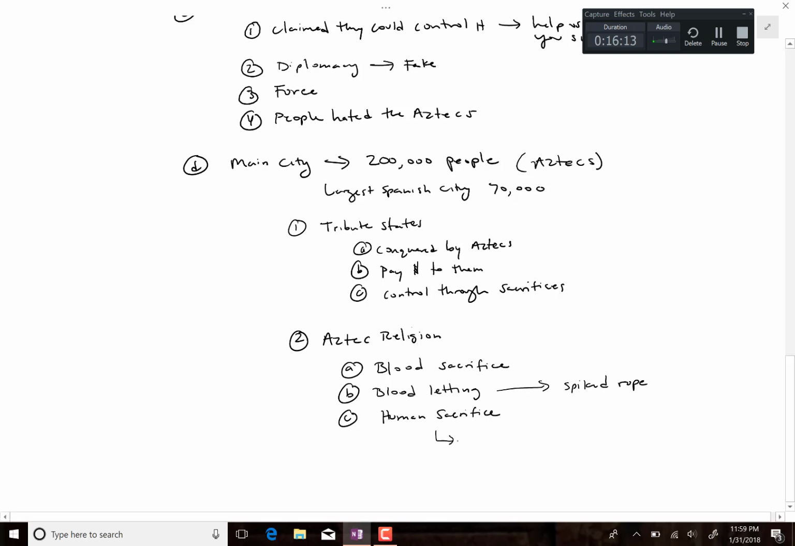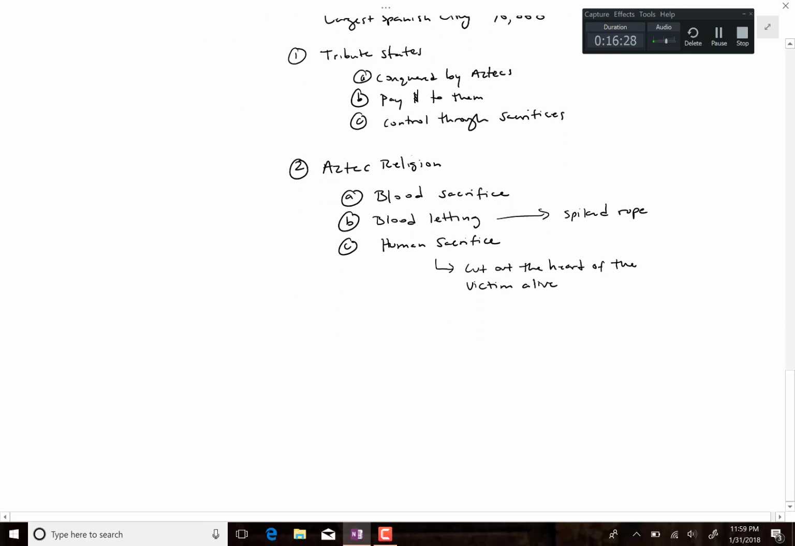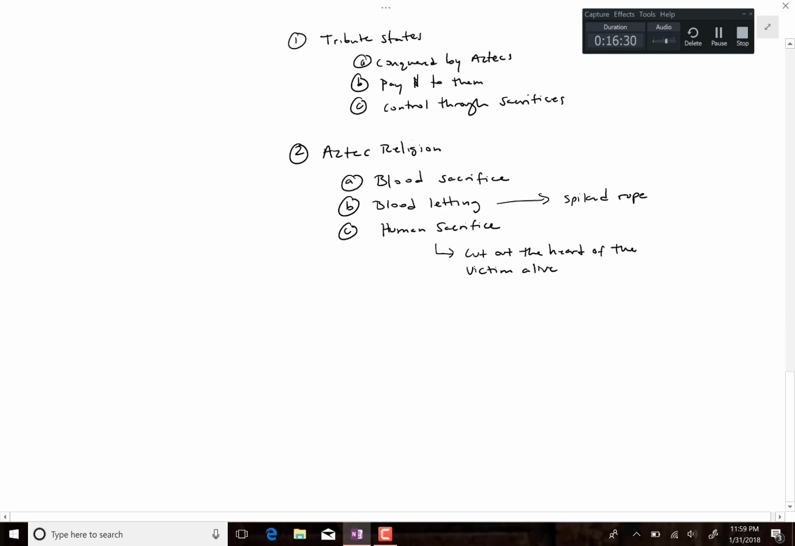With human sacrifice, you cut out the heart of the victim alive, which would be quite painful, not pleasant whatsoever. So they did do bloodletting, and like I said, the king and priest had a responsibility to do this. The king used human sacrifice as a method of control and a show of power.